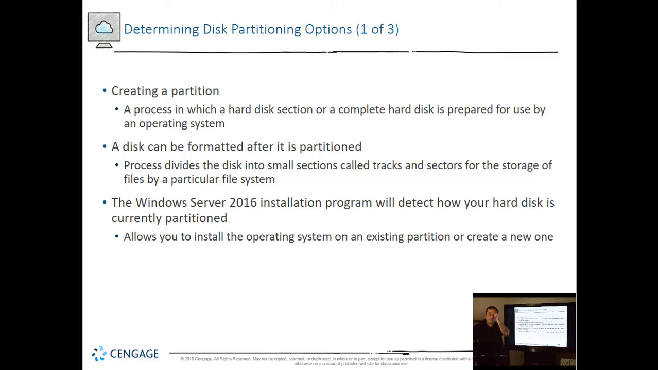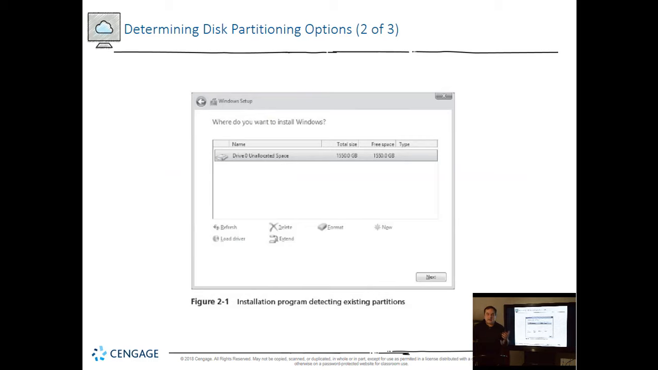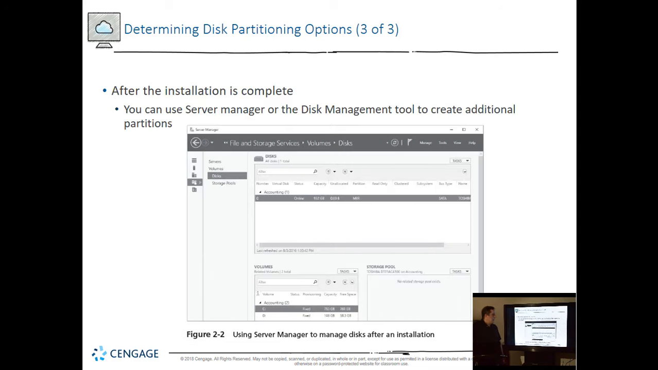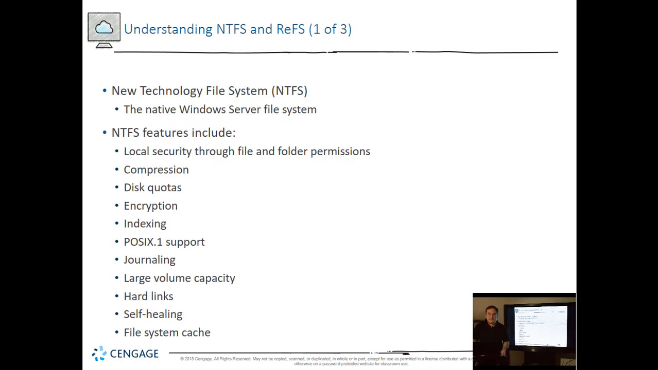During the installation of 2016, it will prompt you to partition and then format the drive. You're going to see exactly what you see here: the unallocated space, which you can choose to format, and then click Next, and it will go ahead and do the installation. After installation, you're going to see Server Manager pop up, and the disk management tool to create additional partitions is available in case you want to use it. You would go to File and Storage Services, click on Disks, and then you'll have the ability to divide that disk up further if you would like.